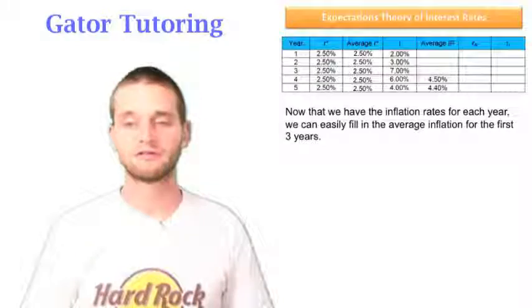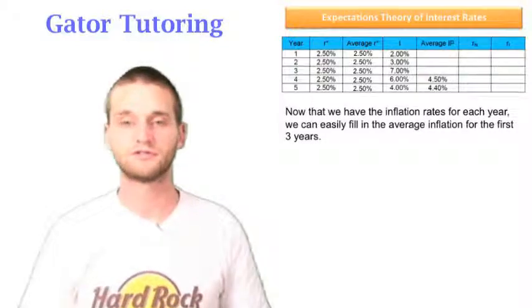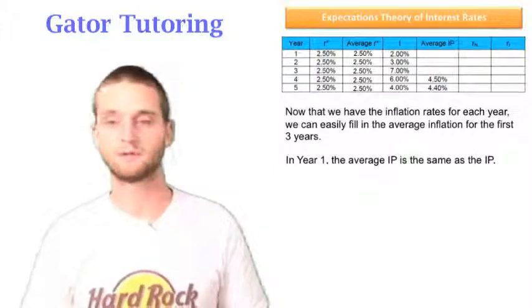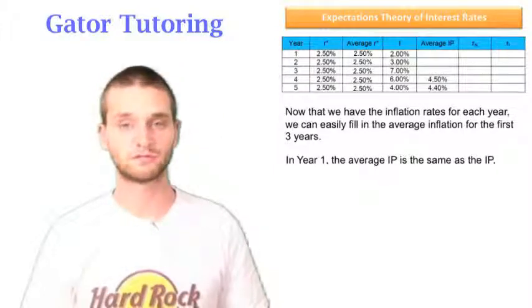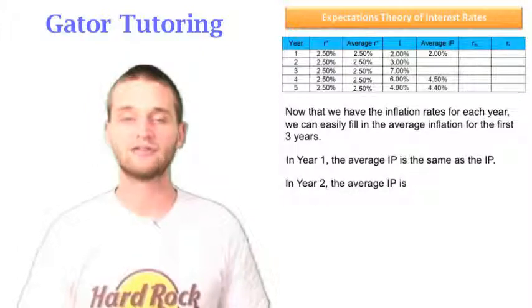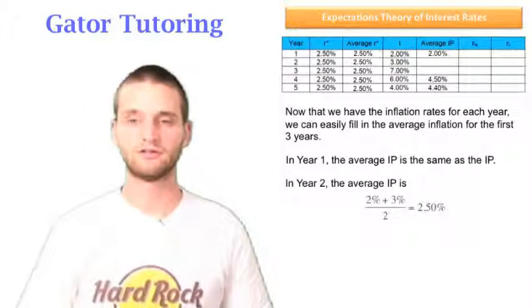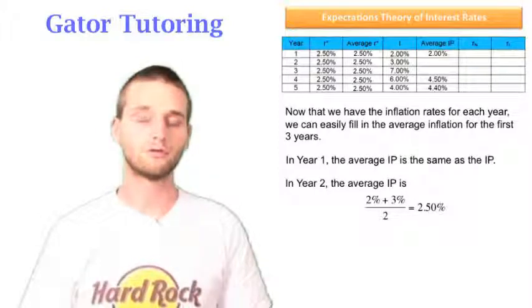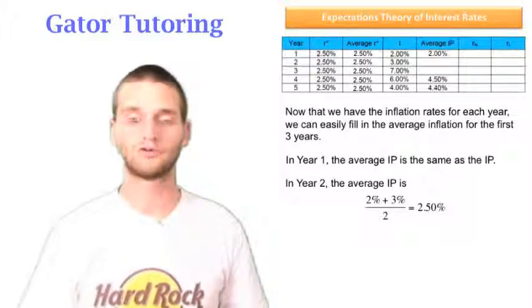Now that we have all of them for each year, we can easily fill in the average for the first 3 years. In year 1, the average inflation premium is the same as the actual inflation premium that occurred in that year, so it's just 2%. In year 2, the average is equal to the amount in year 1, 2%, plus the amount in year 2, 3%, divided by 2, or 2.5%.